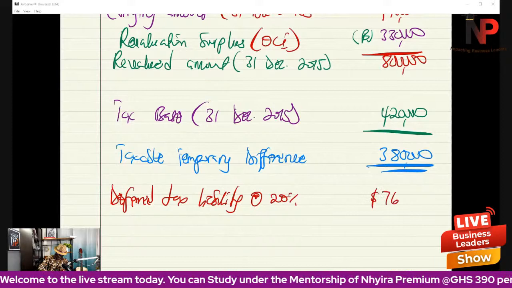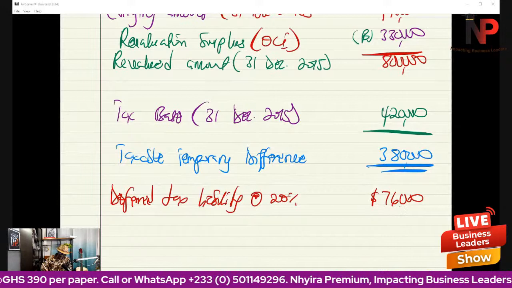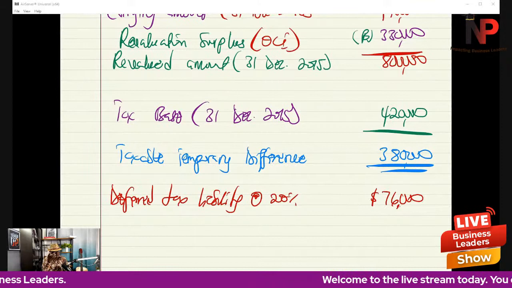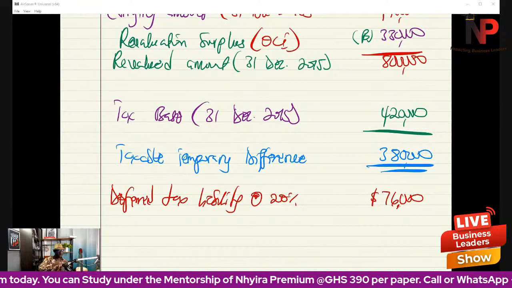But this is where you have to be careful. This is where you have to be careful. This 76,000 deferred tax cannot be taken to the P&L accounts directly. Why? Because this deferred tax is coming partly due to the revaluation of the asset. Okay? Partly due to the revaluation of the asset. So we have to share this 76,000 deferred tax liability and determine how much you go to the P&L and how much you go to the other comprehensive income. So the question we ask ourselves is, how much of this 76,000 will go to the P&L?